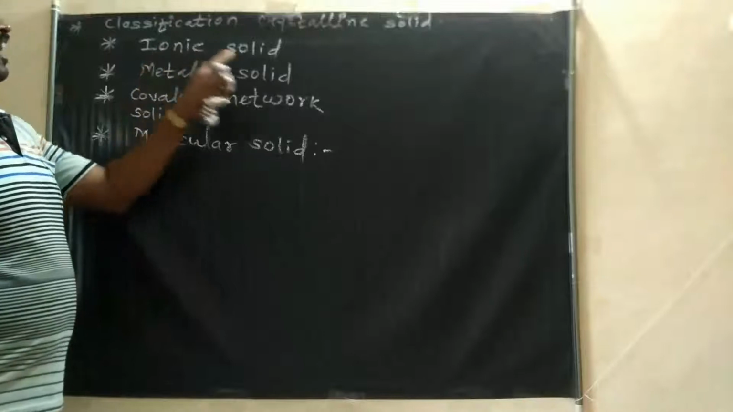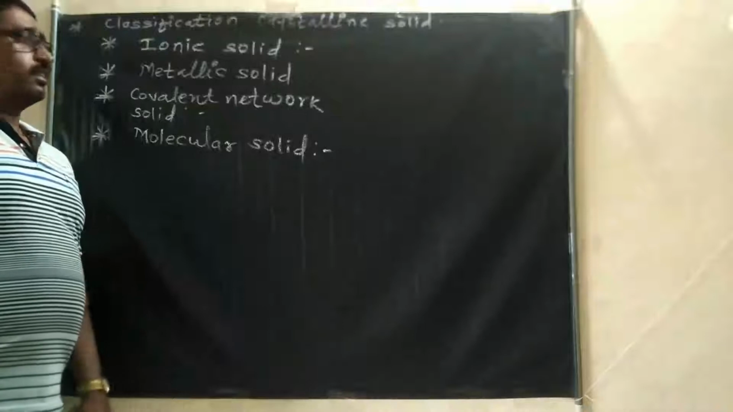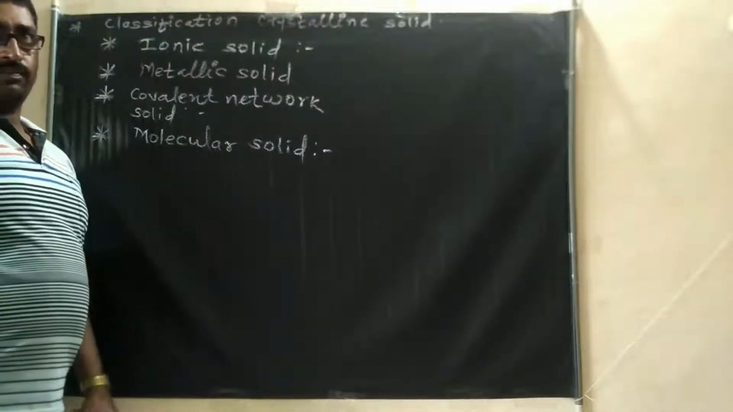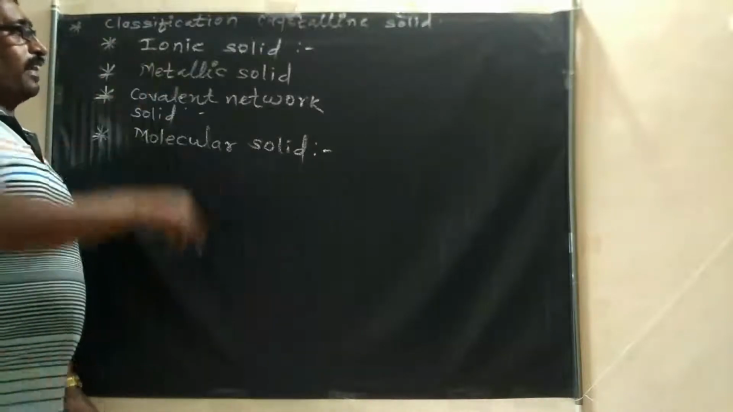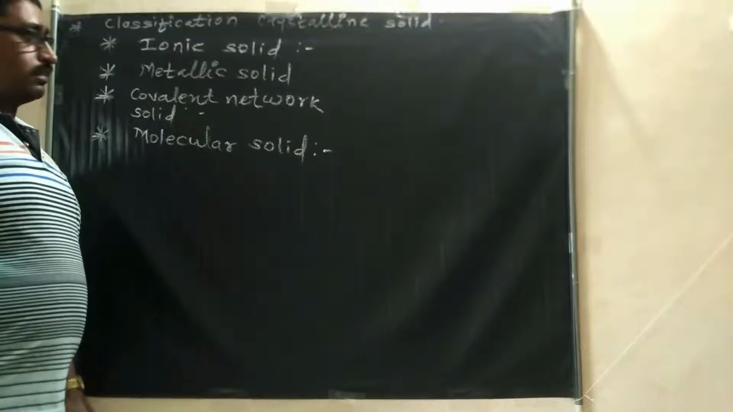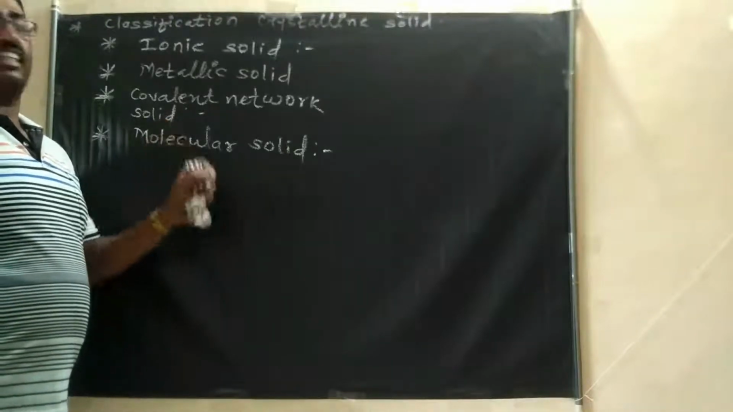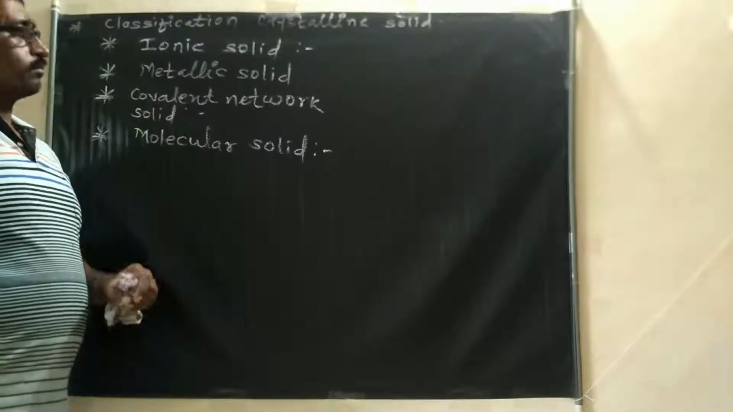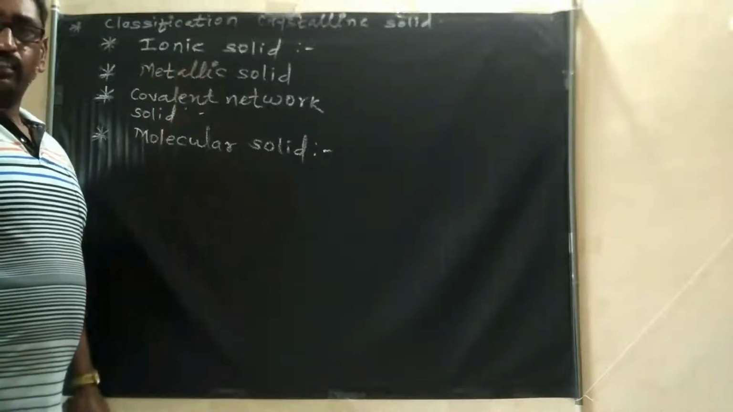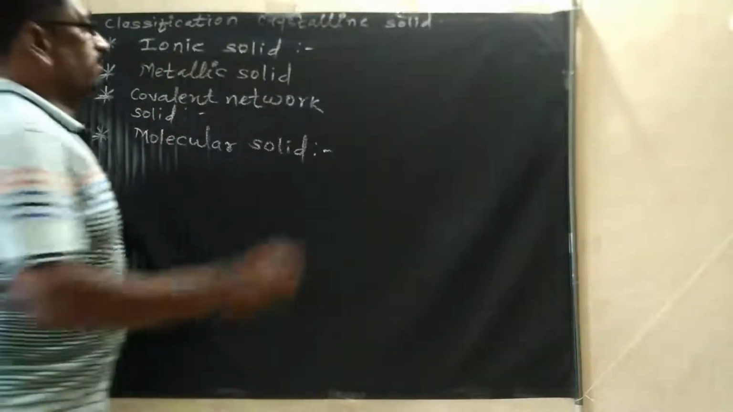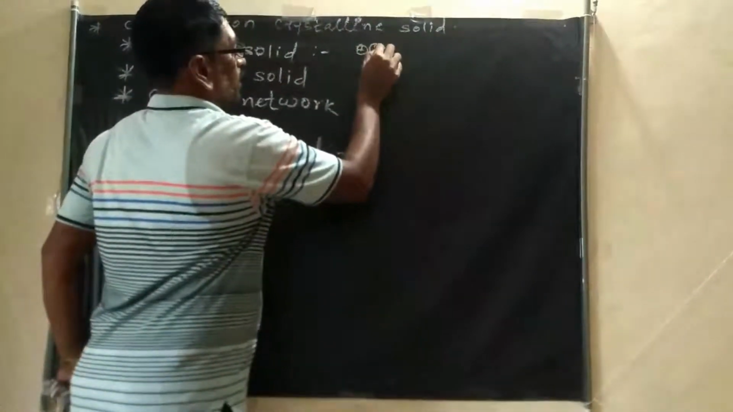First, we discuss ionic solids. In ionic solids, ions are present: cations and anions. Anions are bigger in size than cations, and they are held by a strong Coulombic electrostatic force of attraction. If we see the diagram of ionic solids, there are smaller positive cations and larger anions.